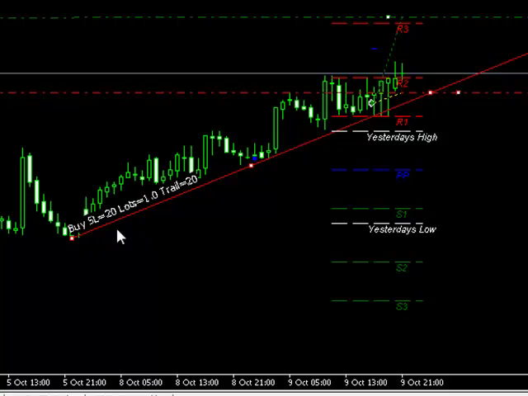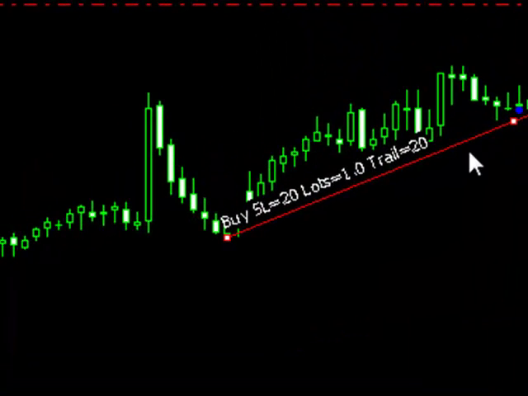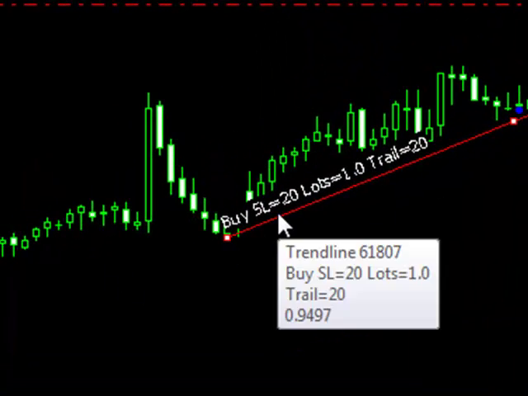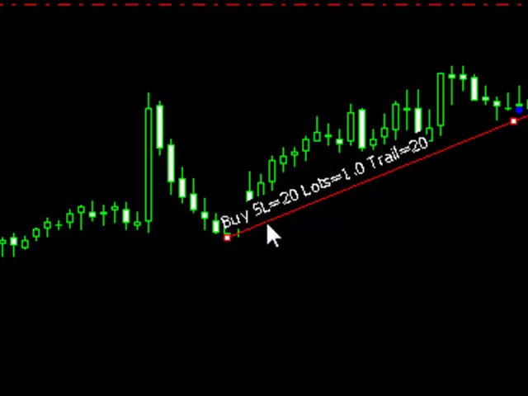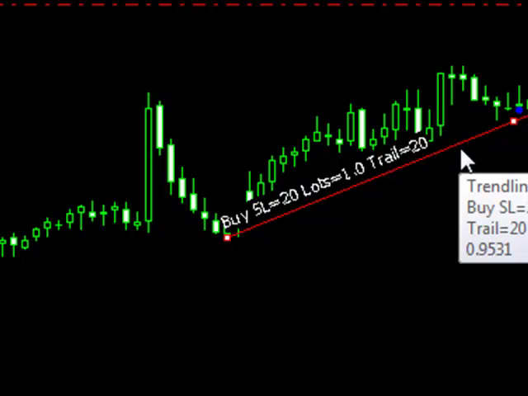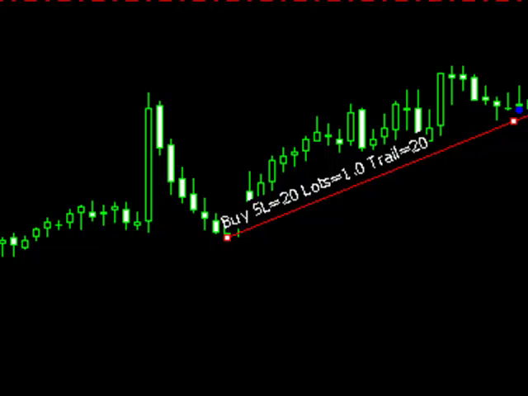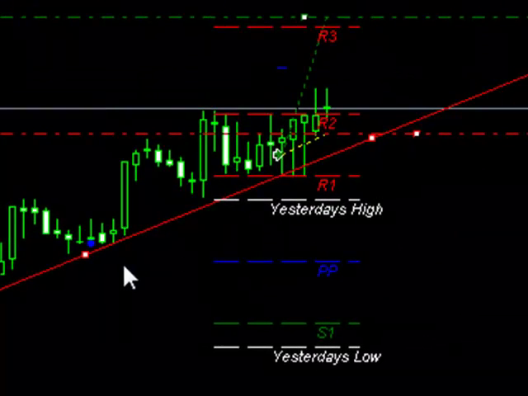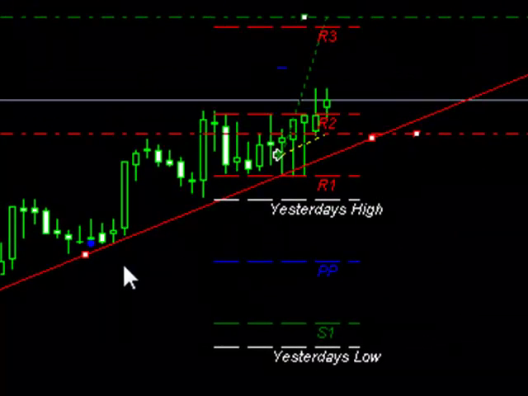I drew the trend line underneath these swing low points on the hourly chart. I set the trend line up with a buy, stop loss equals 20, and a position size of 1.0 lot. What I did later on is I started trailing by 20 pips behind price action, just to lock in profit on the day.